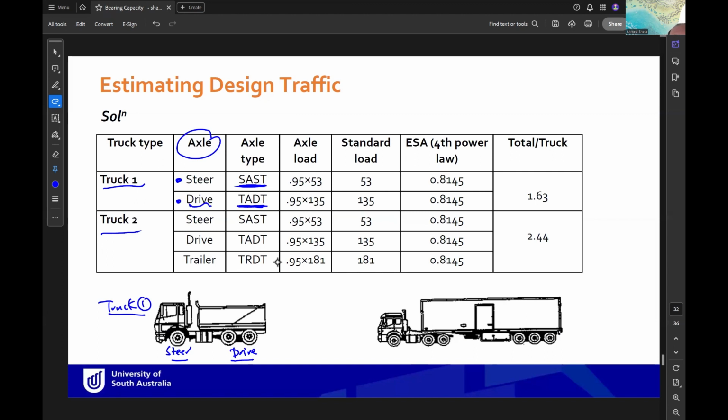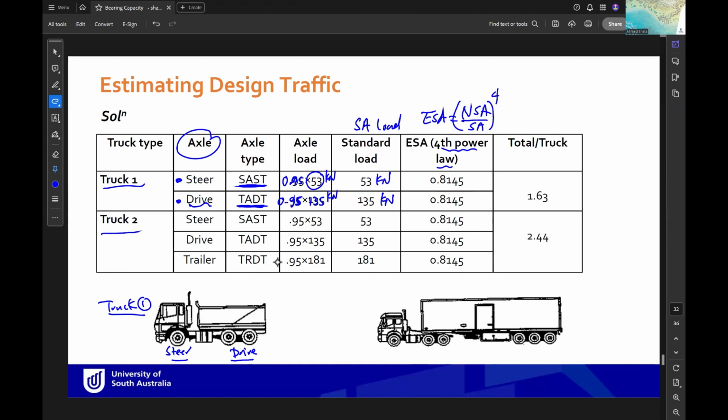The axle load for this tire is 0.95 of the standard, so 0.95 of the standard load, which is 53 for SAST and 135 for TADT. Then the standard load, SA load, is 53 kilonewton for SAST and 135 for TADT. So ESA equals the non-standard load divided by the standard axle load to the power 4, which is called the power law, the fourth power law.